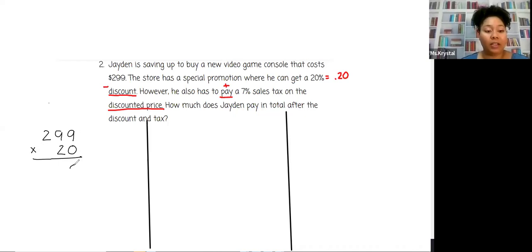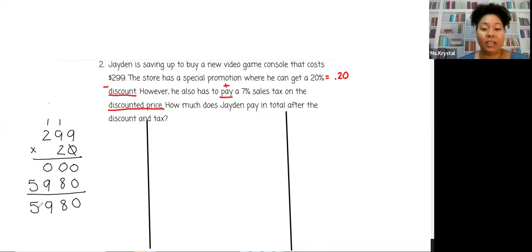So 0 times 9, 0 times 9, 0 times 2, zip zap 0. 2 times 9 is 18. Regroup my 1. 2 times 9 again, 18 plus 1 is 19. Regroup my 1. 2 times 2 is 4 plus 1 gives me 5. So I'm just going to add my 0 there. I forgot to zip zap 0, but when I add my 0, remember we always go from left to right, especially when we're adding and we have to regroup and all that good stuff. So anyways, we have 5980. Remember, it's not 5,980.